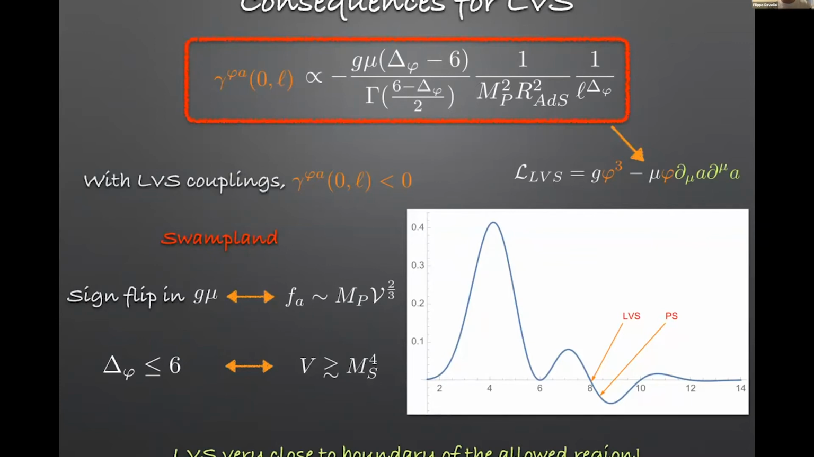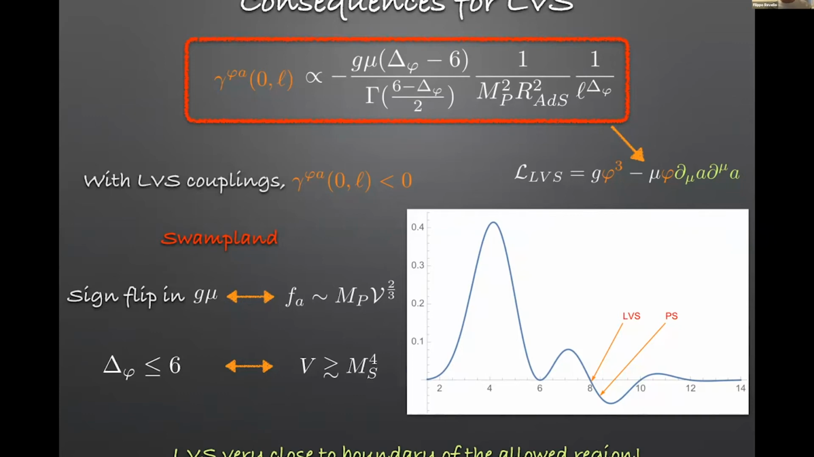And we can also notice that, in LVS, for example, delta phi is fixed, but we can try and vary it now and see what happens. So here on the right is a plot of the sign of gamma 0 as a function of delta phi. For values smaller than 6, this corresponds to a potential that grows very fast, parametrically faster than the string scale to the fourth, as in the large volume limit. And so this looks inconsistent, and this is excluded. And also the region between 6 and 8 is excluded.